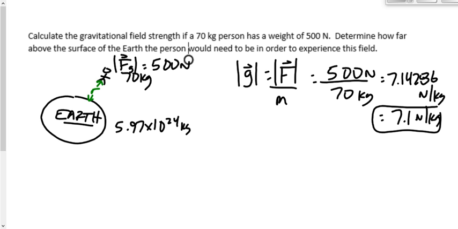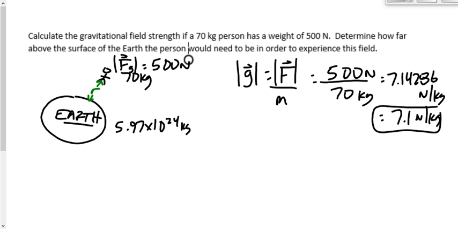Like little g when you're close to the Earth is what? Right, and we're 7.1, so that means I'm going to be pretty far away from the Earth. Like probably not hundreds of thousands of kilometers, but not like the top of a 50-story building either. Right? All right, what do you want to do to find how far above the surface of the Earth the person would need to be?